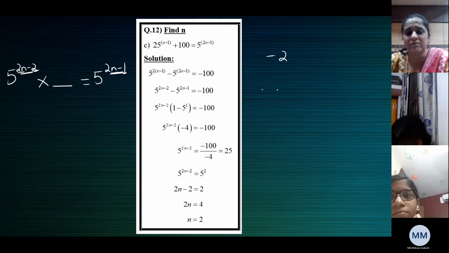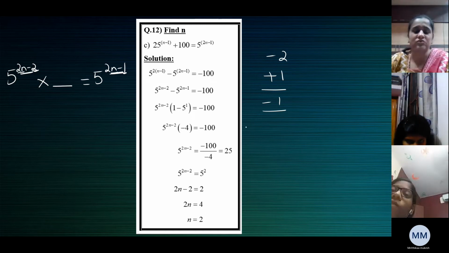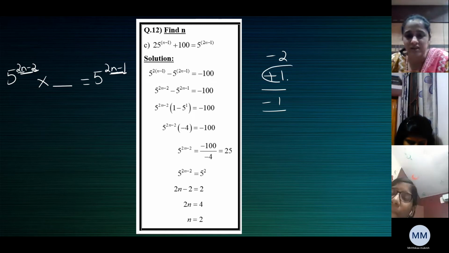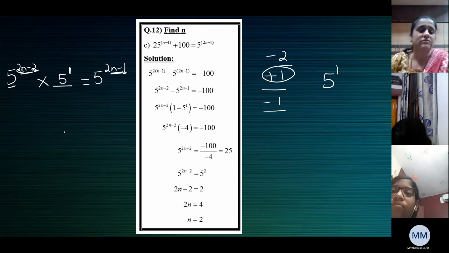How will minus 2 become minus 1? What should you do here? You should add 1. Minus 2 plus 1 is minus 1. So whatever is this number, you must raise 5 to that power. So you should write 5 because the base is 5. So you should write 5 to the power 1.